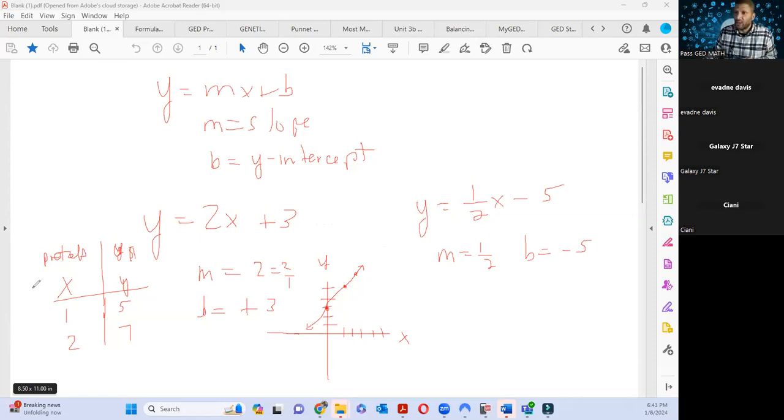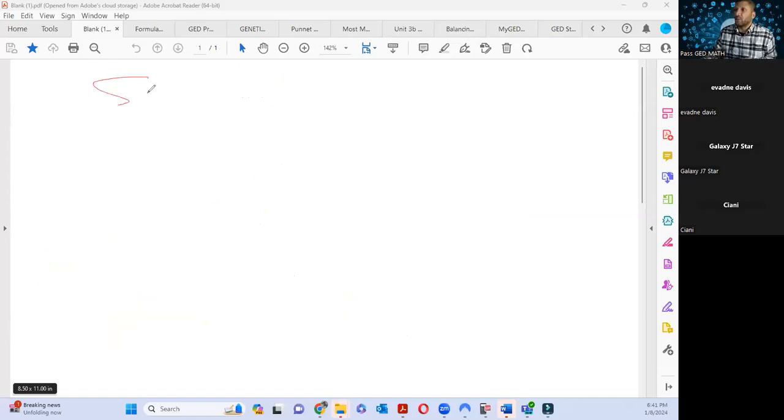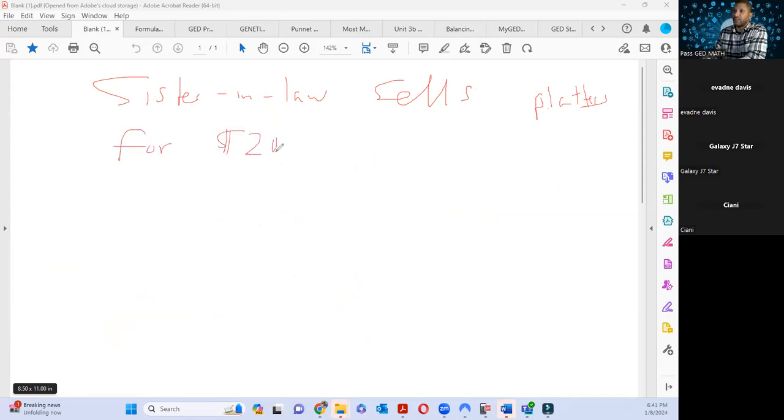Okay. Let me give you another real life example. My sister-in-law sells platters for $20 each. She spent $150 for her supplies to make the food. What would be the linear equation?